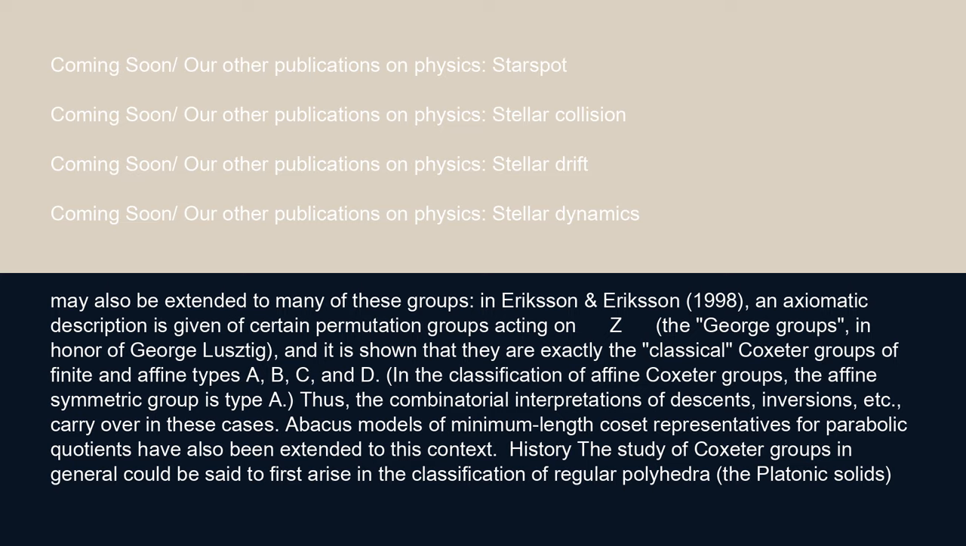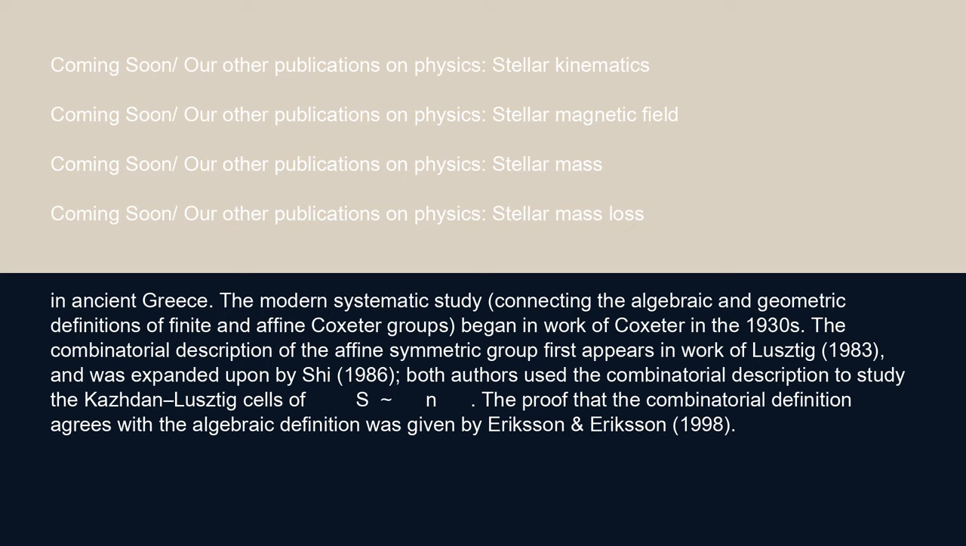History: the study of Coxeter groups in general could be said to first arise in the classification of regular polyhedra, the Platonic solids, in ancient Greece. The modern systematic study connecting the algebraic and geometric definitions of finite and affine Coxeter groups began in work of Coxeter in the 1930s. The combinatorial description of the affine symmetric group first appears in work of Lusztig, 1983, and was expanded upon by Shi, 1986. Both authors used the combinatorial description to study the Kazhdan-Lusztig cells of the affine symmetric group. The proof that the combinatorial definition agrees with the algebraic definition was given by Eriksson and Eriksson, 1998.